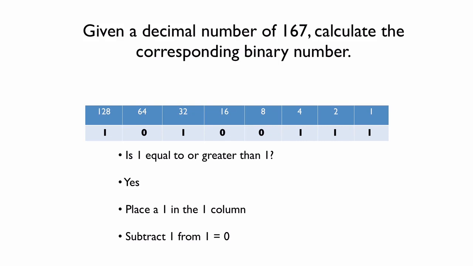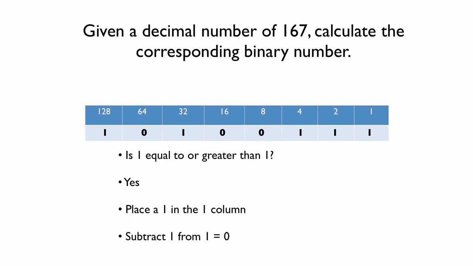By the way, it just happened to work out in this example that we didn't get a remainder of 0 until we were in the final column, the rightmost column. Sometimes, though, your remainder might be a 0 and you're only on column 8 or column 32. If that happens, that means the rest of the columns are all zeros. For example, if you were trying to convert 128 into binary, you would put a 1 in the 128 column, and the remainder would be 0, so that would mean that all of your other columns would have zeros underneath.